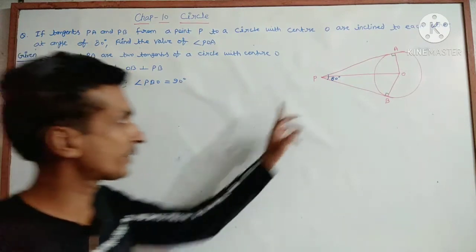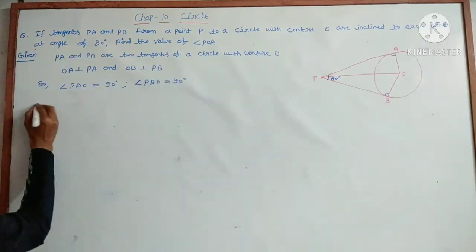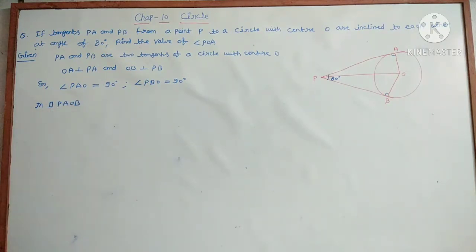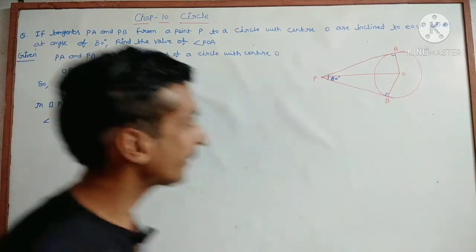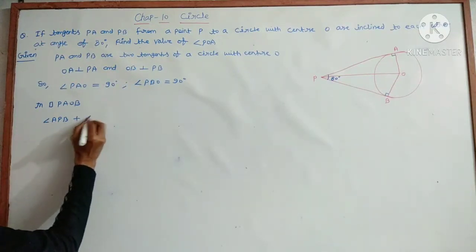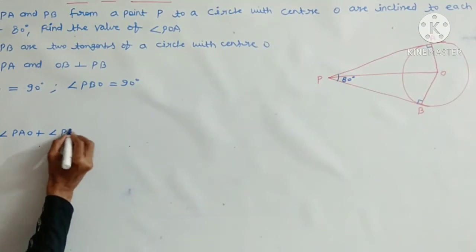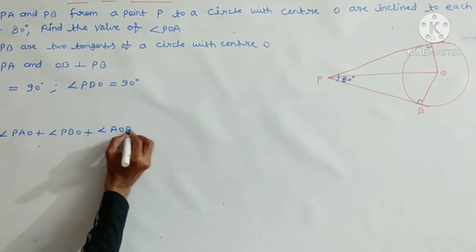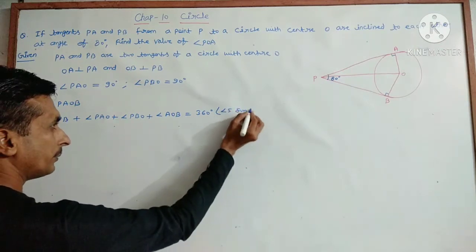There are four points P, A, O, B, so that becomes a quadrilateral. In quadrilateral PAOB, the sum of the four angles of a quadrilateral is 360 degrees. So you can write here angle APB plus angle PAO plus angle PBO plus angle AOB equal to 360 degrees, by the angle sum property.